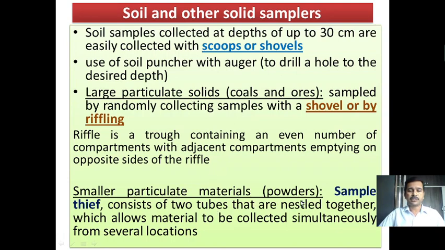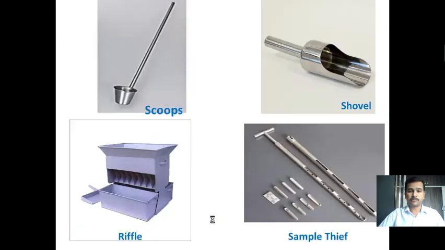Smaller particulate materials such as powders can be collected by means of a sample thief. Sample thief is very simple to define. It consists of two tubes that are nestled together, and these tubes allow the material to be contained in them simultaneously, and this can be used to collect the sample from several locations.